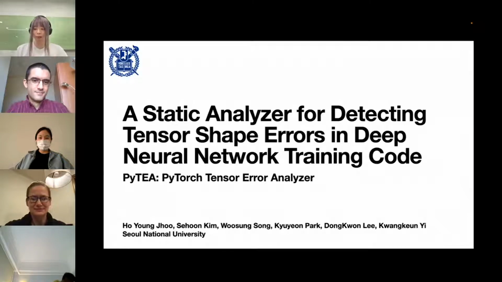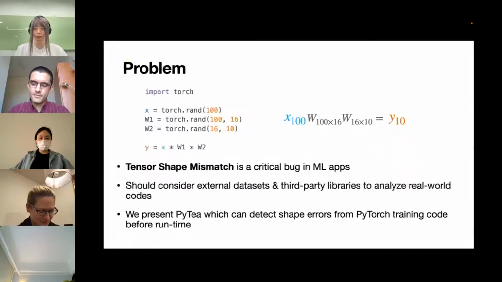Hello. I am Ho Young-Ju from Seoul National University. I present our static analyzer for detecting tensor shape errors from PyTorch deep learning training code. First of all, our static analyzer, which is called PyT, finds tensor mismatches from deep learning codes before the training.